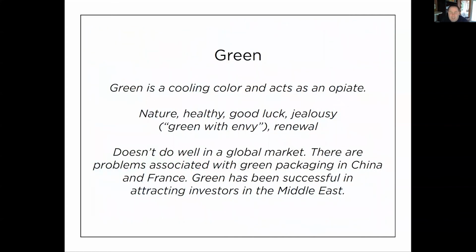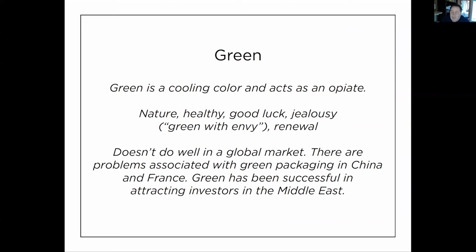Here we're dealing with green. Green is a cooling color as well. It acts as an opiate, and represents nature, health, good luck, jealousy, green with envy, and renewal. It doesn't do well in a global market. There are problems associated with green packaging in China and France. Green has been successful in attracting investors in the Middle East. So green has this kind of natural effect.